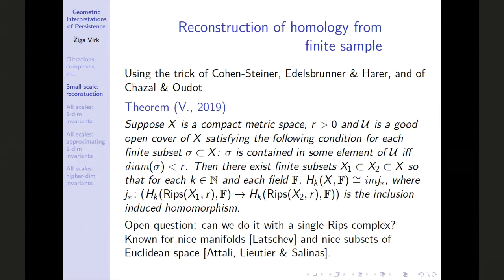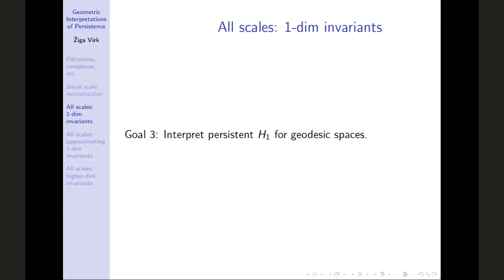All right, so let's go to all scales then. So far what we did is we made a connection between Rips complexes and nerves, and we used that to reconstruct space at small scales. What we want to do now is, well, maybe we just want to focus on one-dimensional homology first, but go through all the scales, and then hopefully get the size of holes or something like that.